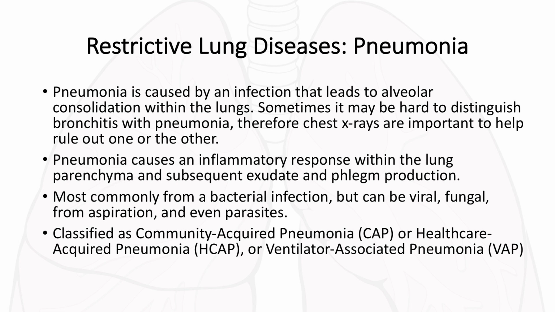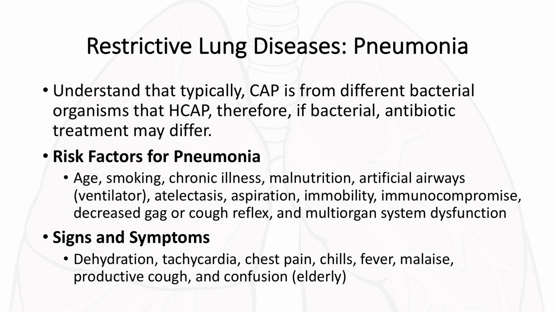From a real-world standpoint, you're going to treat community-acquired pneumonia with slightly different antibiotics than healthcare-acquired pneumonia, just for the sheer statistics on that. Community-acquired pneumonia often is a different organism than healthcare-acquired pneumonia, because in healthcare-acquired pneumonia, you often have the resistant bugs such as VRE, CRE, MRSA. You're going to use generally the stronger antibiotics for healthcare-acquired pneumonia, at least until your antibiotic cultures come back. So just like I said, CAP is different bacterially, typically, than HCAP, so therefore antibiotic treatment may differ.